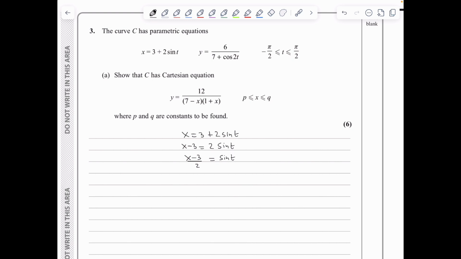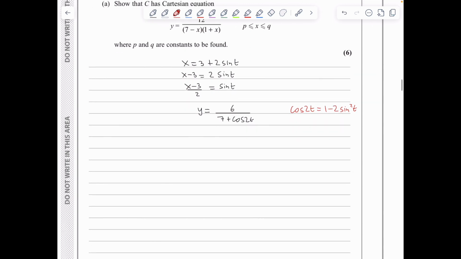Well, we've got that y is equal to 6 over 7 plus cos 2t, and let's recall the double angle formula for cos 2t, which says that cos 2t is 1 minus 2 sine squared t. So the idea here is to express y in terms of sine t and then get sine t substituted with (x minus 3) over 2.